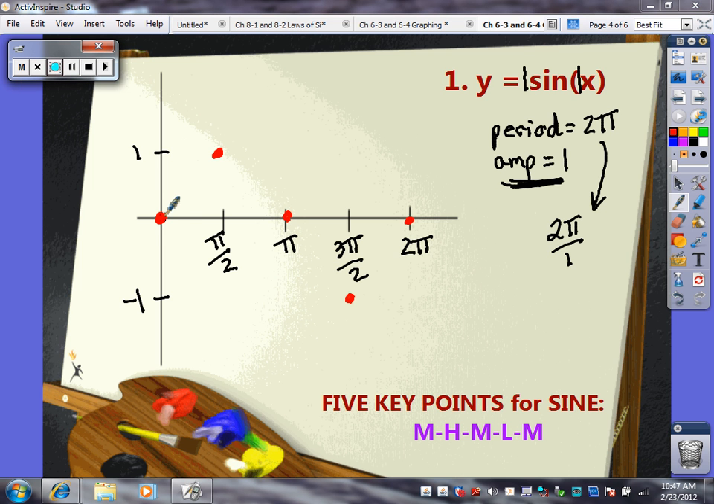Okay, so we have middle, high, middle, low, middle. So this is then, don't make fun of my curve. I'll do better on pencil. This is the curve. And we could keep going. It would just keep going up and down in both directions, to infinity and beyond. Okay?